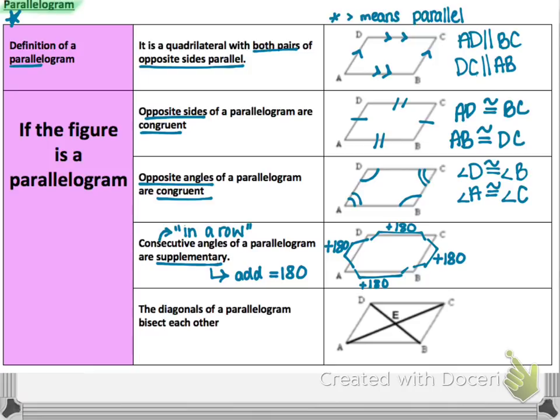All right. Then the last one, diagonals of a parallelogram bisect each other. So diagonals bisect. That's important. So what that means is that this whole diagonal DB is going to be bisected. So that means DE is going to be congruent to EB. That means E is going to be the midpoint of both of these. So AE is going to be congruent to EC. Each of those diagonals is going to be cut in half.